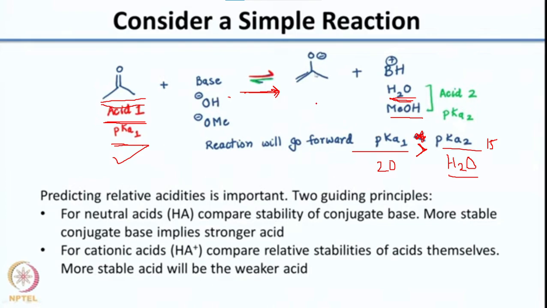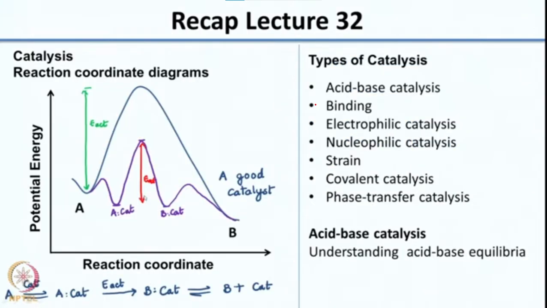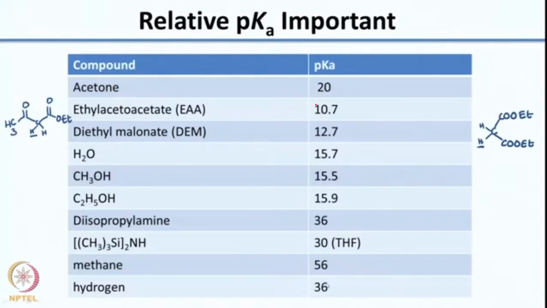Because of this stability, this reaction will go in the forward direction, right? Now we will compare the pK values. Here is the relative comparison of pK values. Acetone has a pK value of 20, water has 15.7, so water has more acidity. Now let's talk about ethyl acetoacetate. Here we have ethyl acetoacetate.